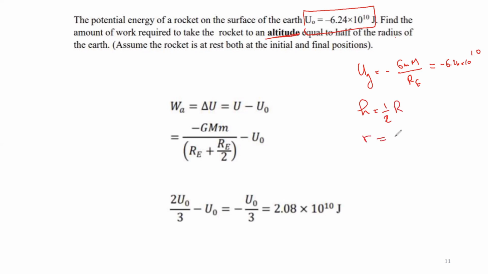So r, as you know, is R plus h, radius of the Earth plus altitude. Altitude is the distance from the surface of the Earth. So here, of course, I'll have 3 halves of R. Now, what is the amount of work required? Well, you all know that work applied is delta K plus delta UG. Here, delta K is 0. Why?